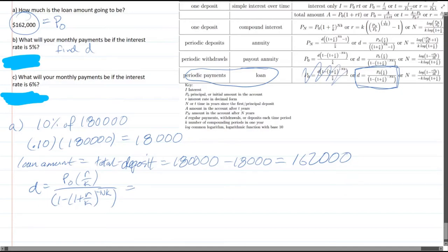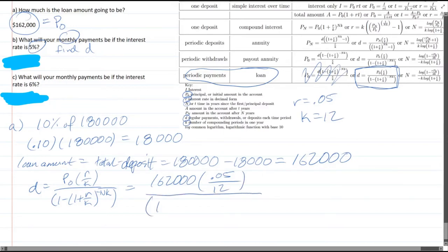Okay, so P0 is that 162,000 times, all right, rate somewhere 5%, R equals 0.05, that's 5% as a decimal. These are monthly payments, so that means K is 12. There's 12 months in a year. There's the rate, P0. D is the payments. N we'll use in a second. All right, so we got divided by K. That's our entire numerator. Now the denominator is 1 minus parenthesis 1 plus the same R over K, to the negative, N is 30 times K is 12.